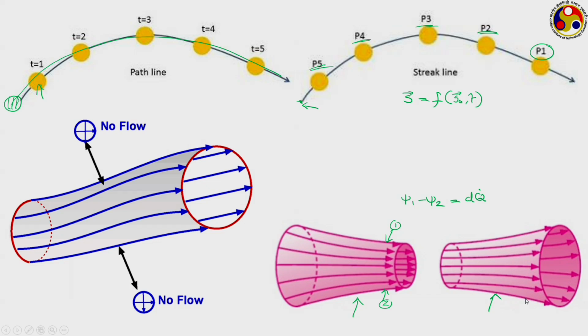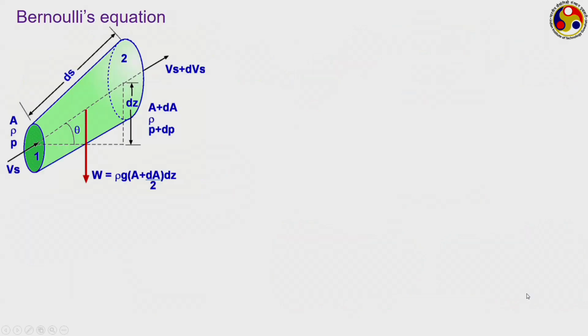Now, with this idea of stream tubes and streamlines, let us move to something very well known to you, that is Bernoulli's equation. I am sure all of you know about Bernoulli's equation, but not sure how many of you know how to derive this. Actually, there are several ways we can derive Bernoulli's equation, but we shall show just one of the ways, starting from the fundamental conservation equations.